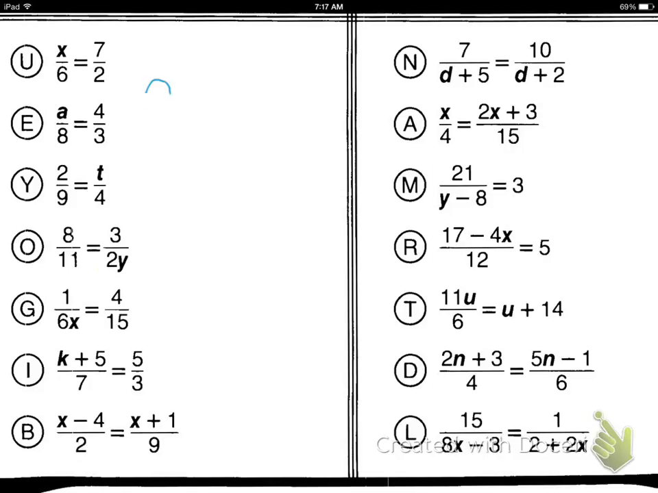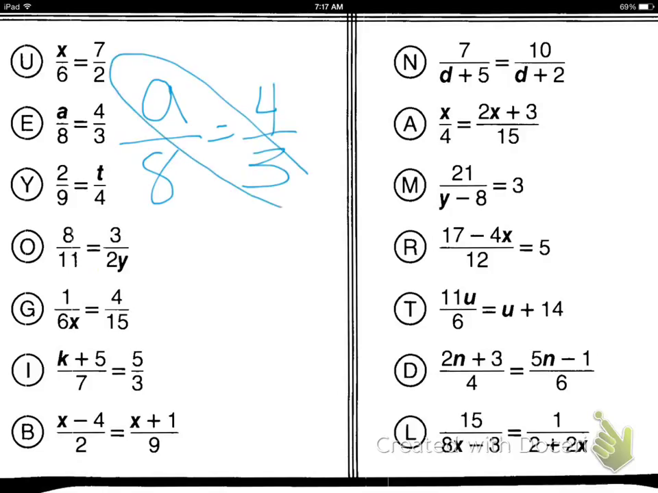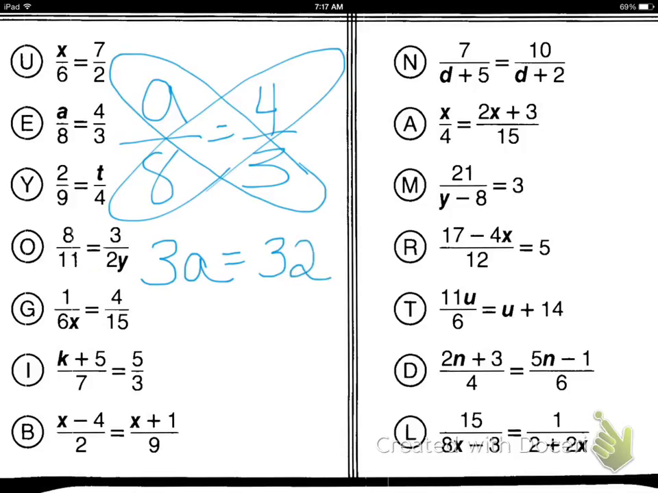If I write it again, I have a over 8 equals 4 over 3. I said cross product that, a times 3, I always put my number in front, 3a. Cross product this, 8 times 4, that's 32. And there you have it. Now all we have to do is solve for a. Divide both sides by 3. A equals 32 divided by 3.